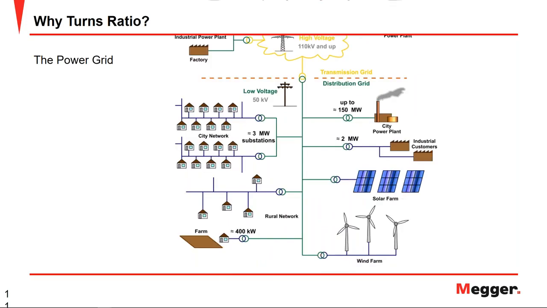So it's important to consider turns ratio testing based on the sheer number of transformers there are in the electrical system. Turns ratio testing is one of the simplest tests that you can perform to get a baseline level of functionality to confirm that your transformer is working.